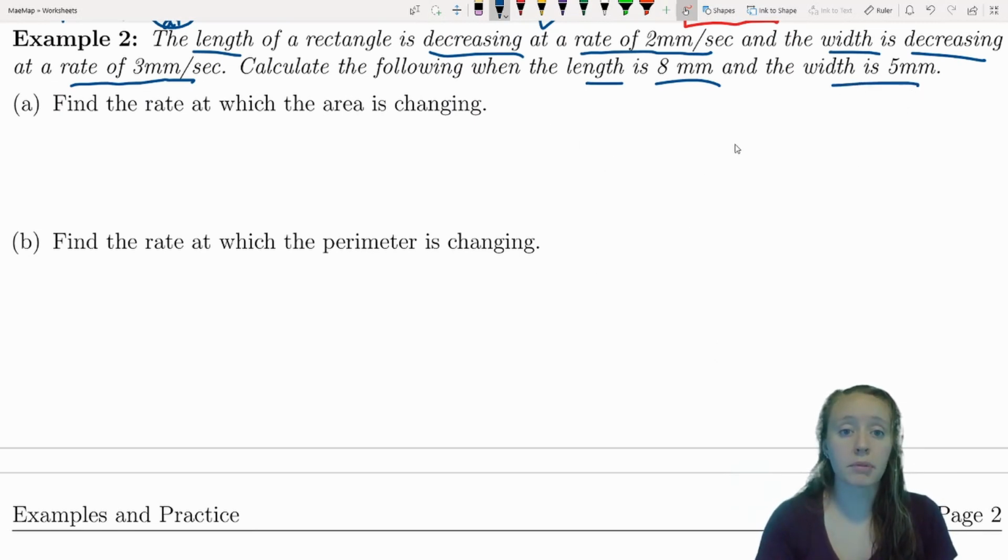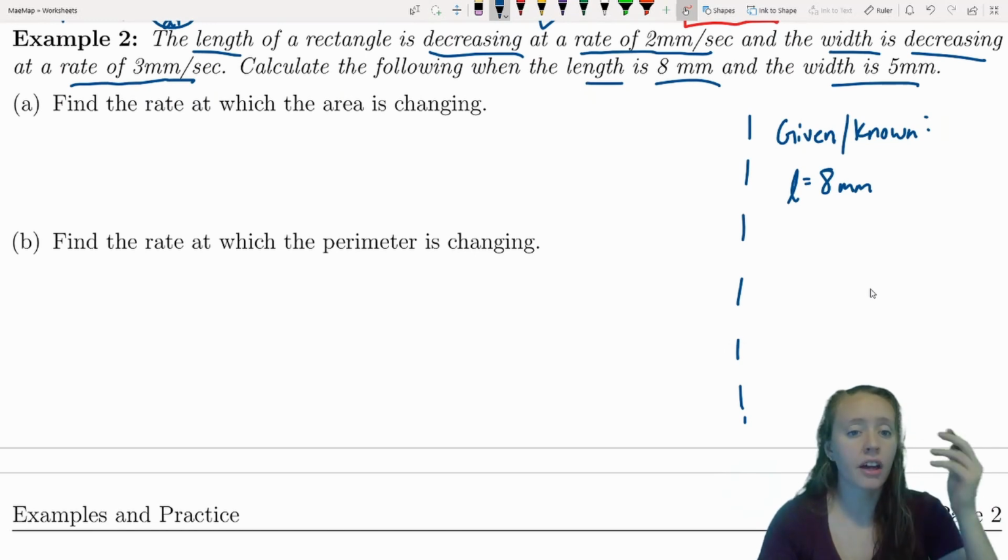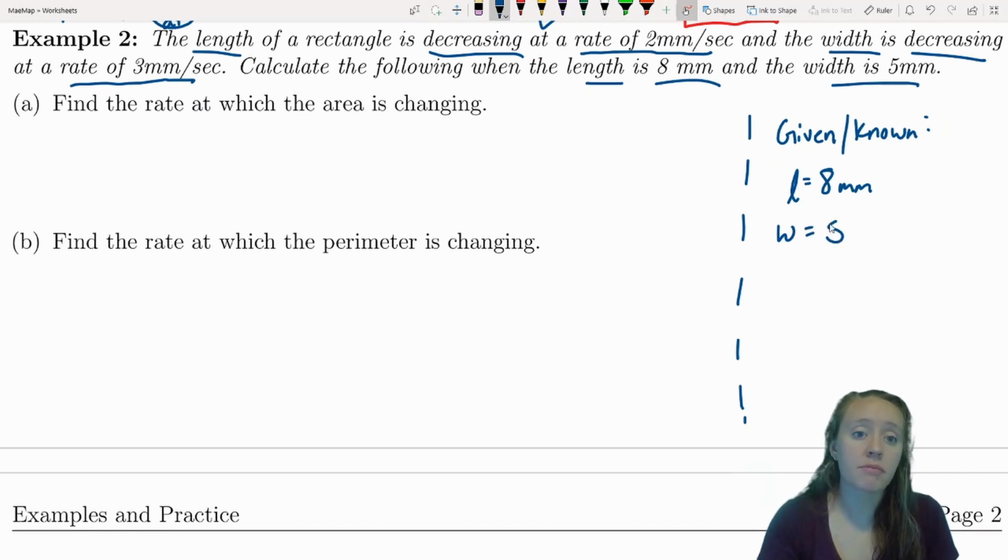So for both of these problems, because I can see that there's no more given information in part A or part B, I'm going to write my givens right off to the side, just so that I don't have to redo it for both problems. So in both part A and part B, my given information, or what's known, is a couple different things. I know that the length of my rectangle is 8 millimeters, so I'll say that L is equal to 8 millimeters, and I'll write my L in cursive because otherwise it looks like a 1, and then I'll write that my width, W, is 5 millimeters.